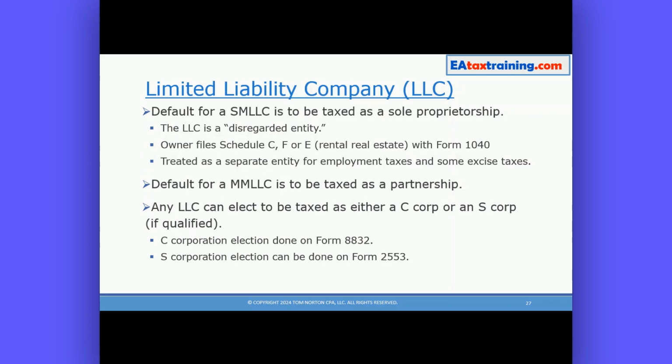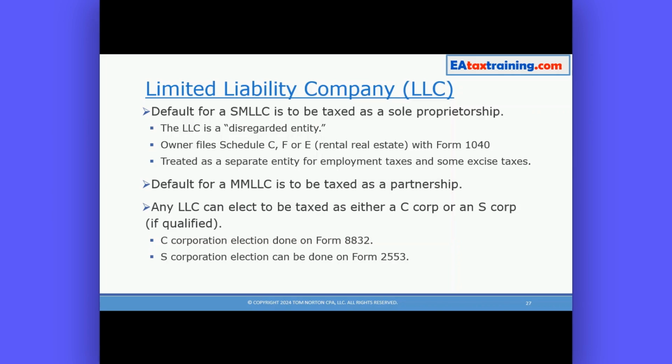Now, the LLC is treated as a separate entity for employment taxes and some excise taxes. But for income taxes, which is the main focus of this video and of the EA exam, it is a disregarded entity. And so for a single member LLC, it is taxed as a sole proprietorship. If you have a multi-member LLC, the default is for that to be taxed as a partnership. So then just remember what we talked about a partnership. You'd have a separate tax return, a Form 1065, and all of that.